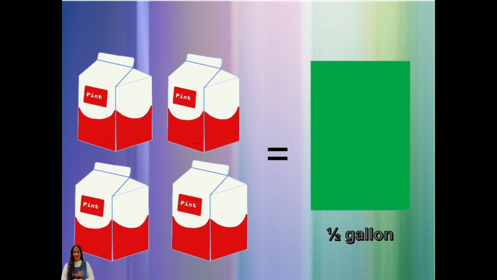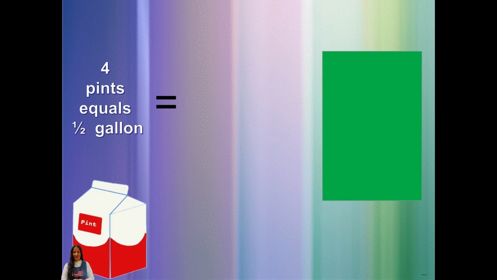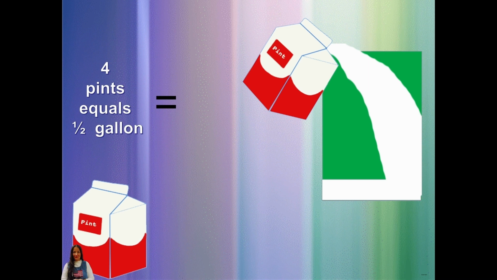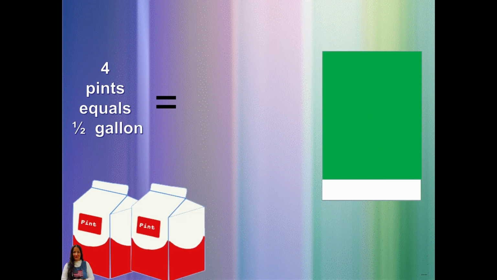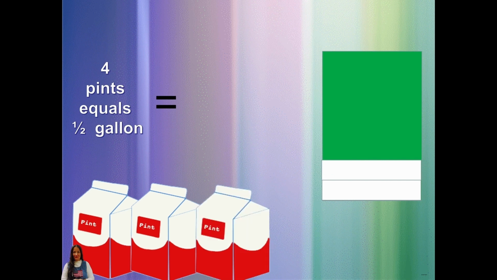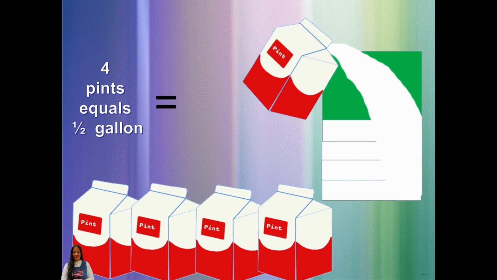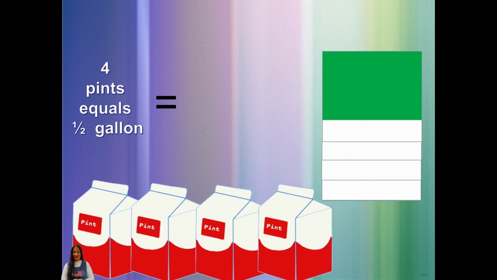4 pints equals a half gallon. Let's see. We're pouring so we can show you 1 equals a half gallon in our gallon man. The green is equal to a gallon. See? That's 1/2 gallon. 4 pints equals a half gallon.